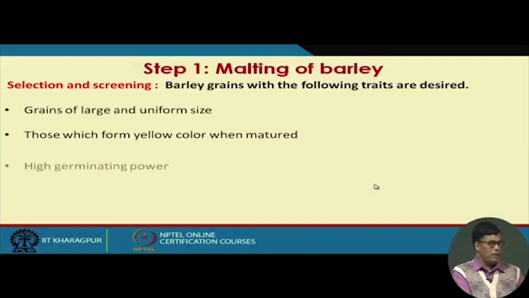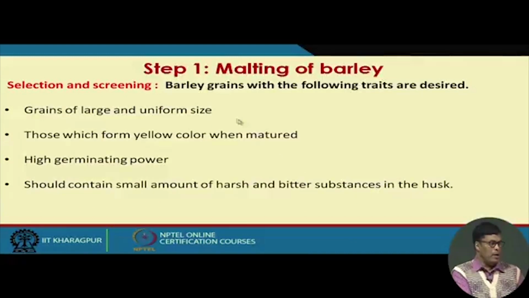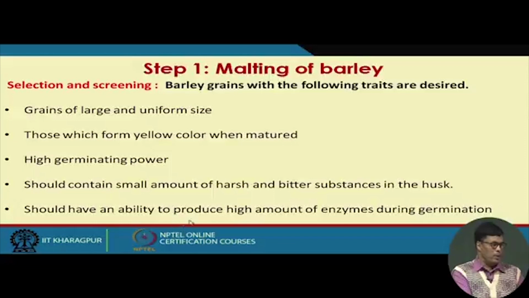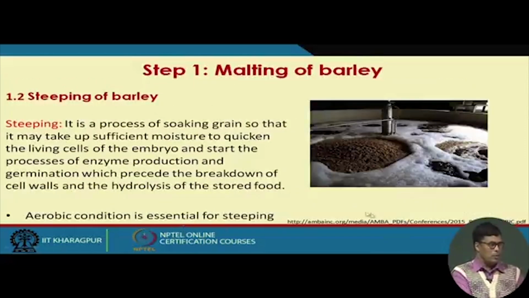Now, selection of barley grains: the grains should be large and of uniform size. This is very important. They should have a yellow color when matured, high germination power, and should contain a small amount of harsh and bitter substances in the husk, and should have the ability to produce a high amount of enzyme during the germination process.